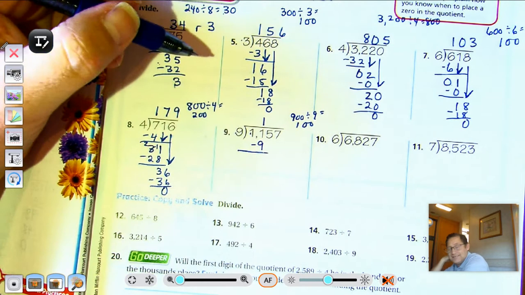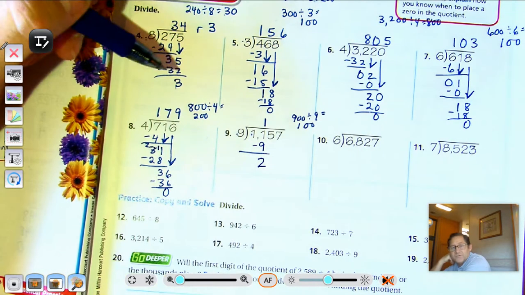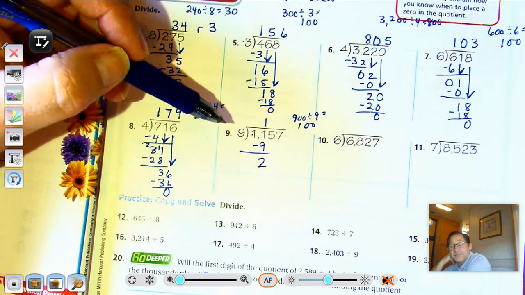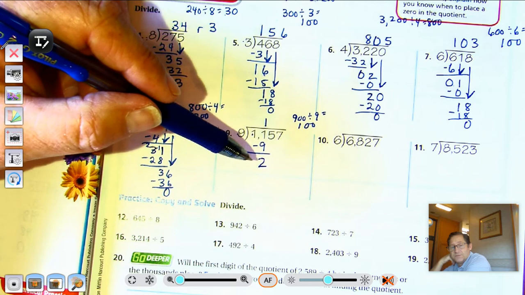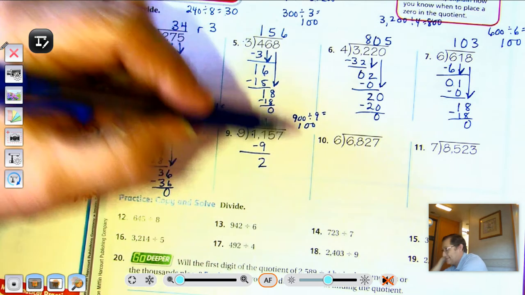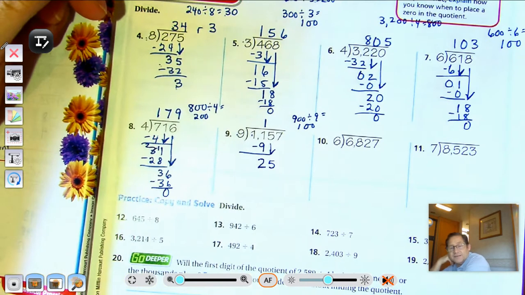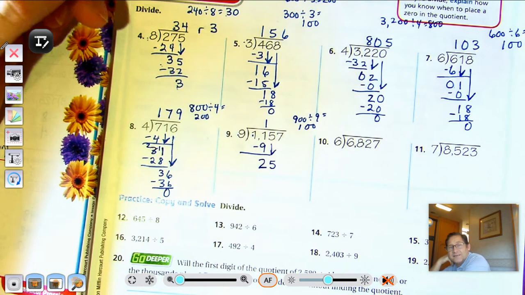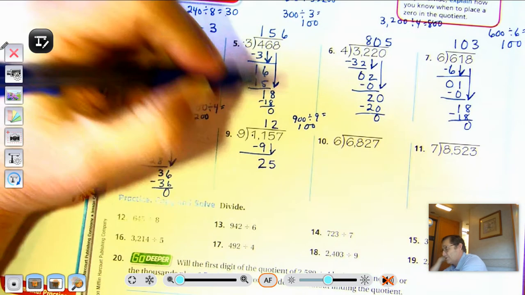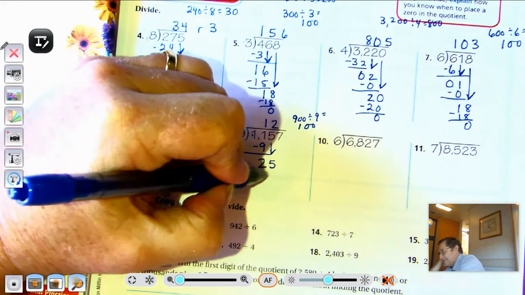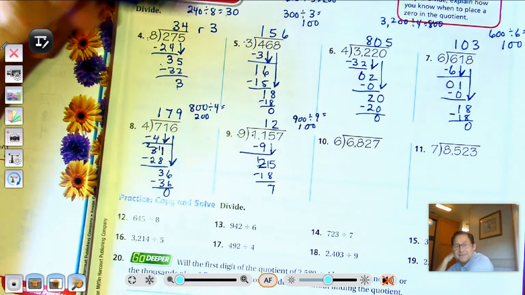9 times 1 hundred is 9 hundreds. Subtract, we get 2. 11 take away 9 is 2, right? So we're left with 2 hundreds, which can't be shared with 9 groups. So we're going to trade the 2 hundreds for 20 tens and bring down the other 5 tens that we already have. So 25 tens divided by 9. That's 2, right? 9 times 2 tens is 18 tens. Subtract, we get 7 tens left.